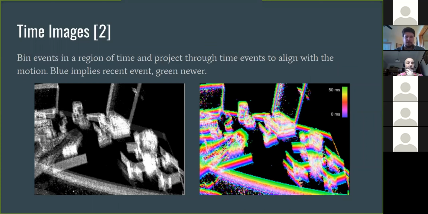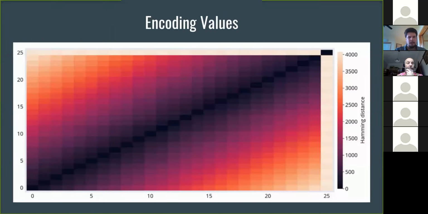And in the image, things that are green are events that happened just recently, and blue are older events. So you can sort of see that what's happening is it's moving sort of up, right? And that's causing these green bars at the top and blue at the bottom, all right? So we first thought about encoding this as hyperdimensional vectors. And we didn't do anything too crazy.